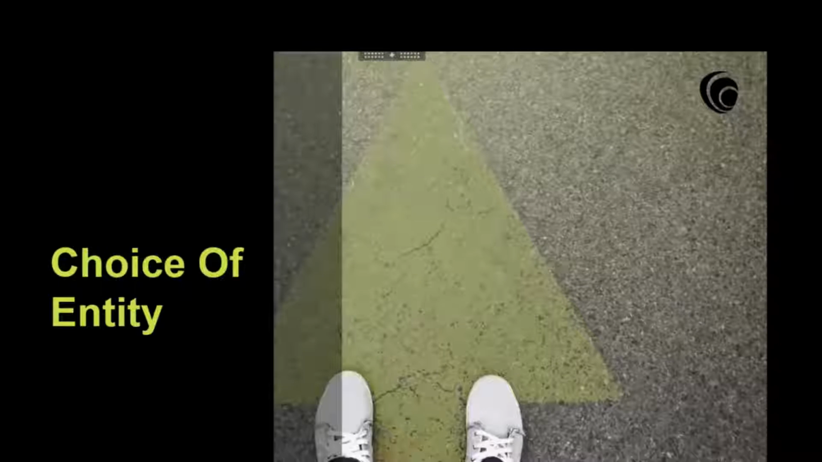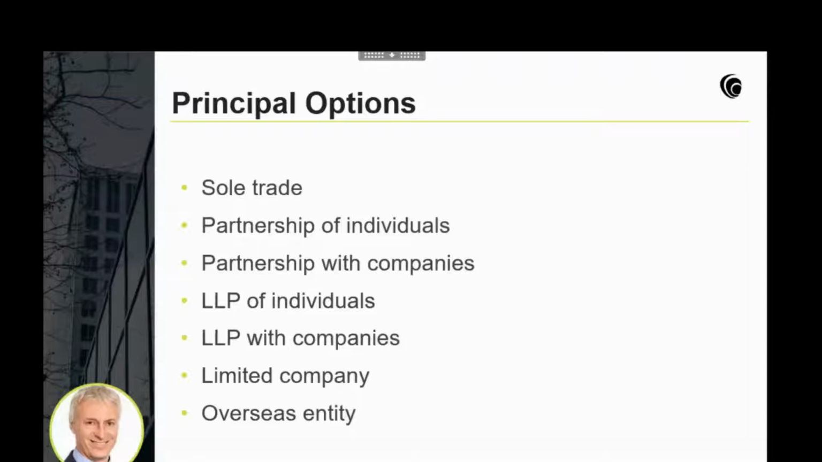So looking at choice of entity in a bit more detail. What are the main options? This slide sets them out. You can be a sole trader, just set up and operate on your own in no particular type of entity. You may want to operate with a group of others, which could therefore be a partnership of individuals. It is possible for several companies to come together and form a partnership where they're trading together.